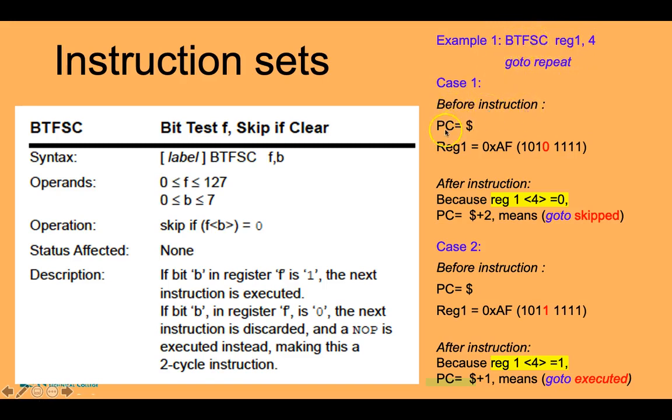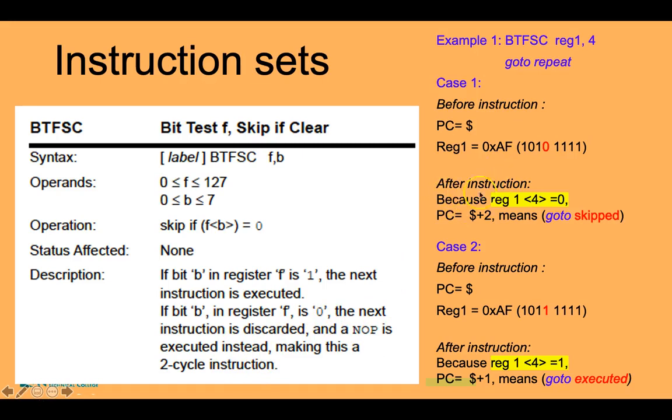Before the instruction, PC is your program counter, and here REG1 has the value AF. This is the AF hexadecimal number in binary, and as it says we are going to test the 4th bit. The 4th bit is this one, starting from here 0, 1, 2, 3 and 4. So this is going to check whether the 4th bit is clear or not. The 4th bit is clear for this particular case 1. So what's going to happen? If the 4th bit is clear, the next instruction is discarded and a NOP is executed instead.